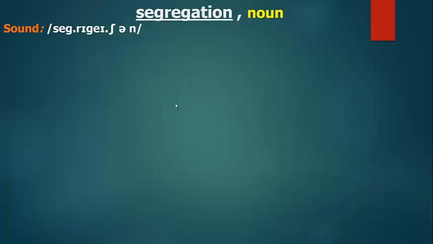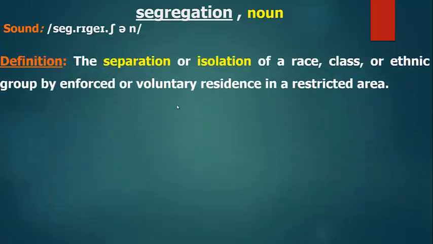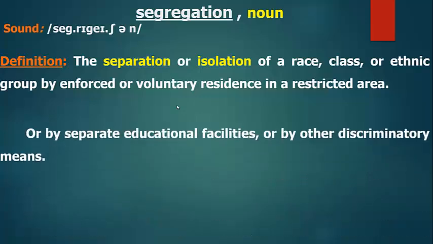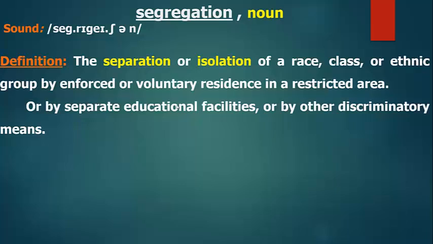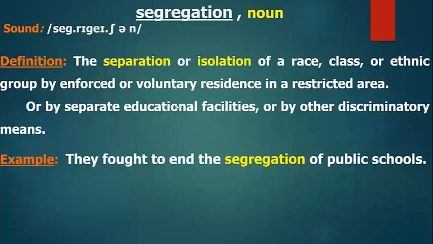Segregation. It's a noun. Sounds like segregation. Segregation means the separation or isolation of a race, class, or ethnic group by enforced or voluntary residence in a restricted area, or by separate educational facilities or by other discriminatory means, like to differentiate between people, separate people according to maybe color, gender, maybe ethnicity, so to put each part in a separate department. Example: They fought to end the segregation of public schools.